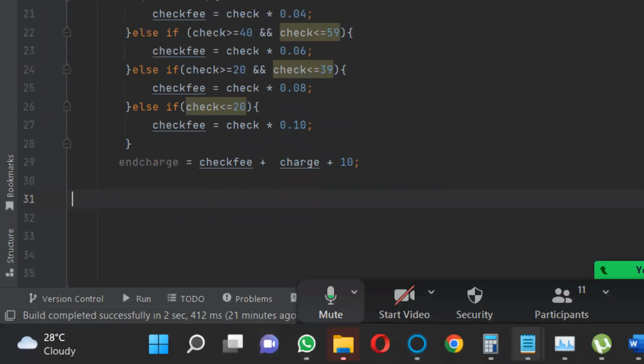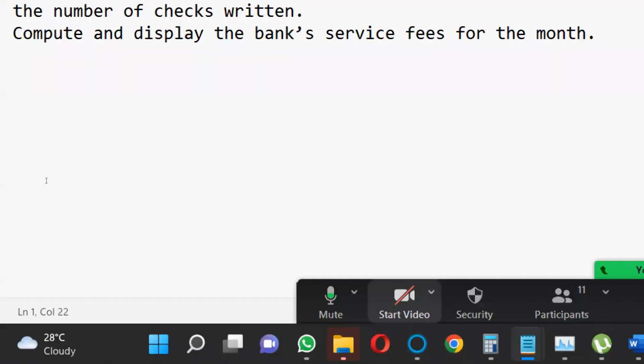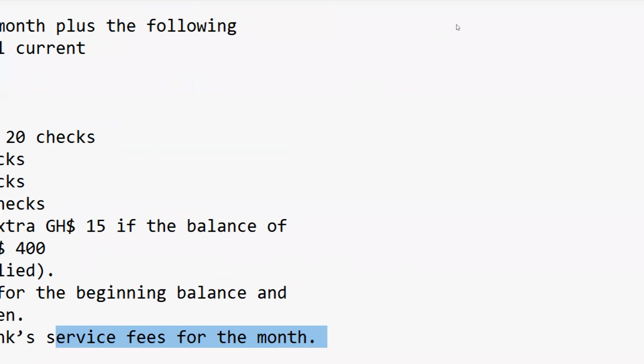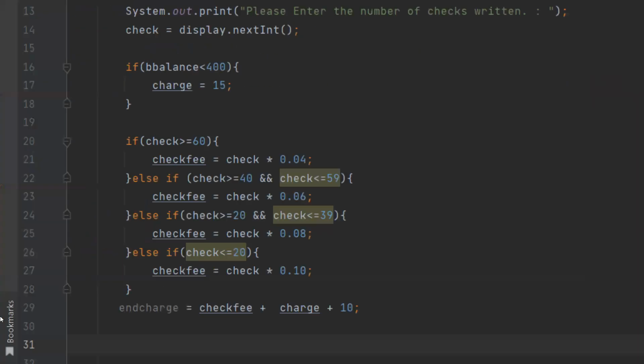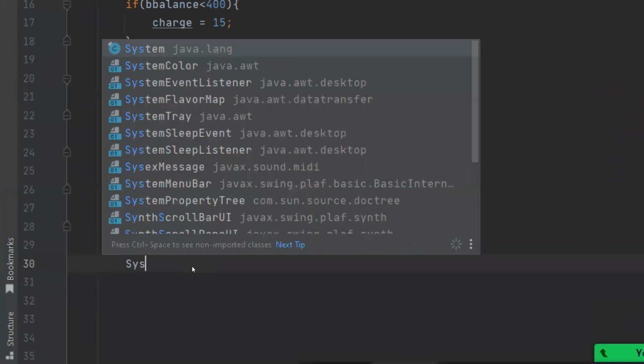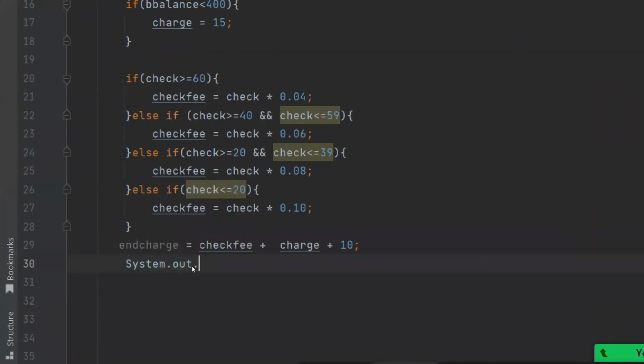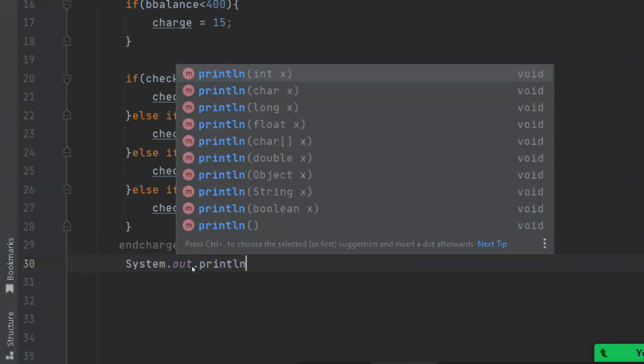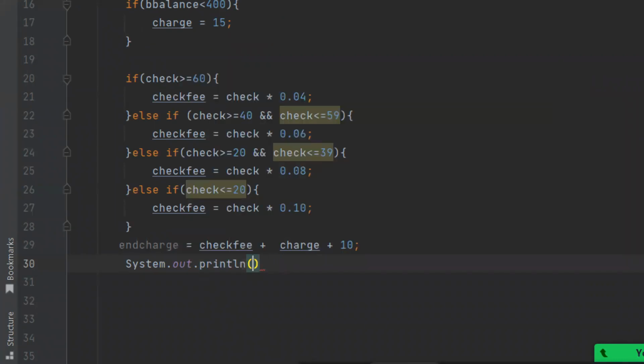So at the end of the day, the program wants us to do what? It wants us to display the fee charge for the bank. So of course, now that we have calculated the fee charge from the bank as N charge, we can just say system.out.println the bank fee charge is, and then over here we put in N charge.